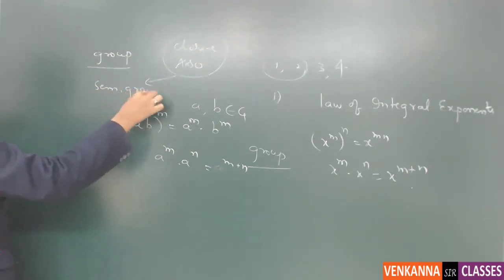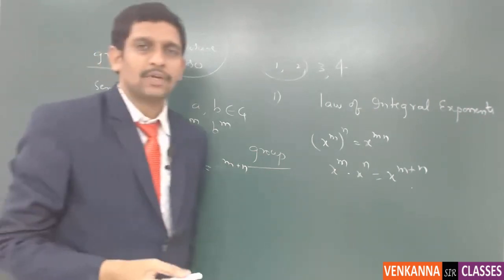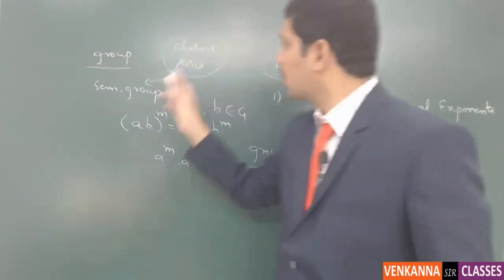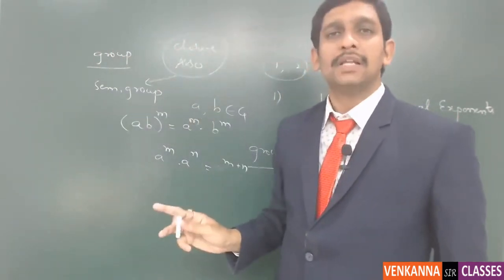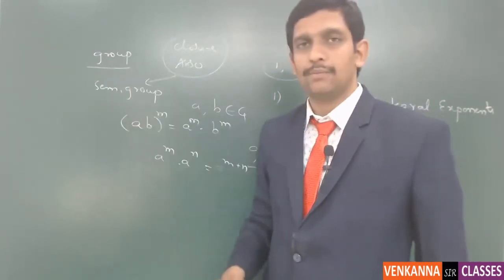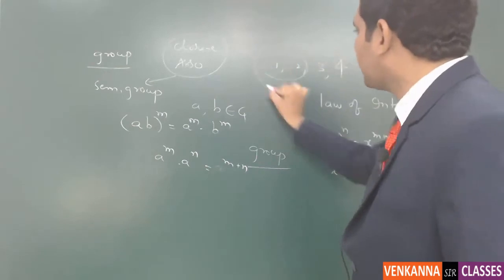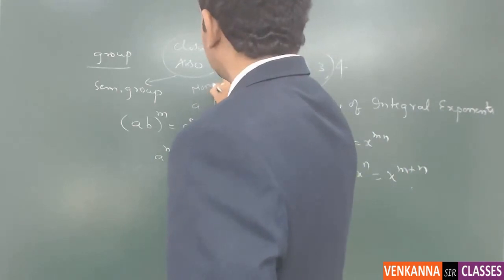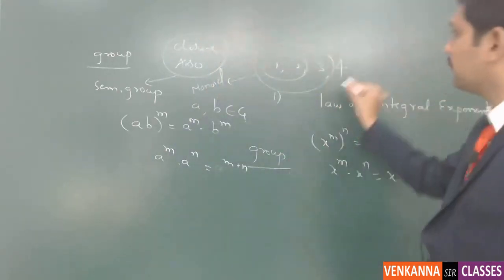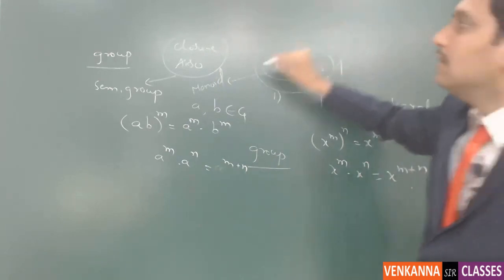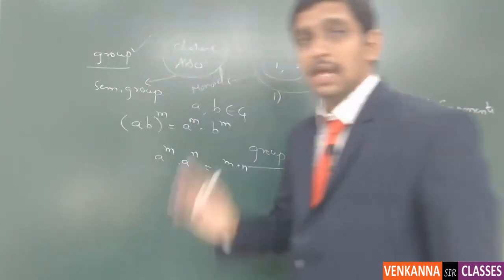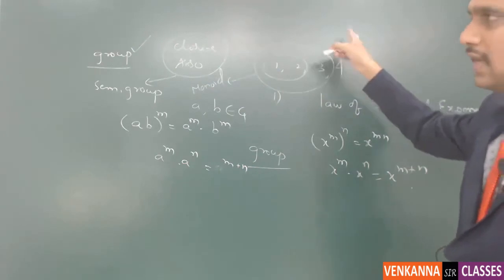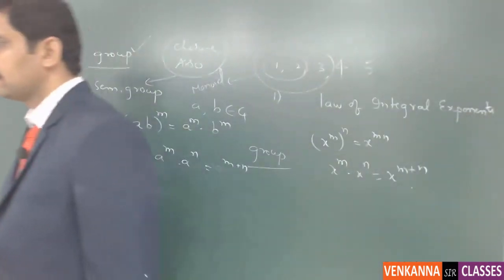So what it means? I have a set, and I am given an operation on that set. The operation satisfies only two properties on that set. Then we call that set a semi-group. If three properties are satisfied, we call it a monoid. If all the four properties are satisfied, we call it a group. And one more property is there, the fifth property. If five properties are satisfied, then we call it an abelian group. Okay?